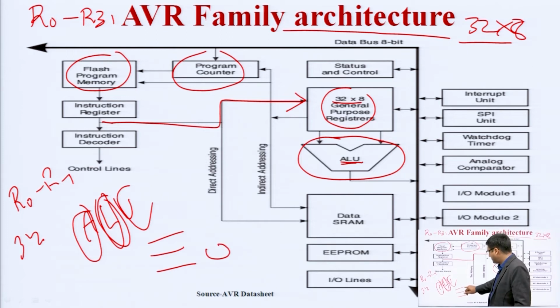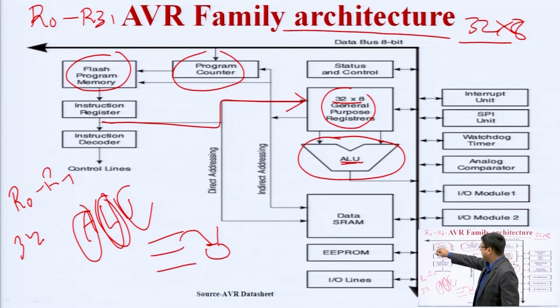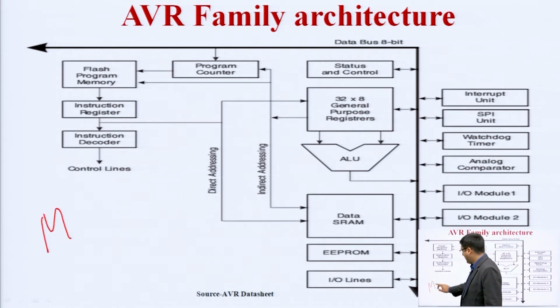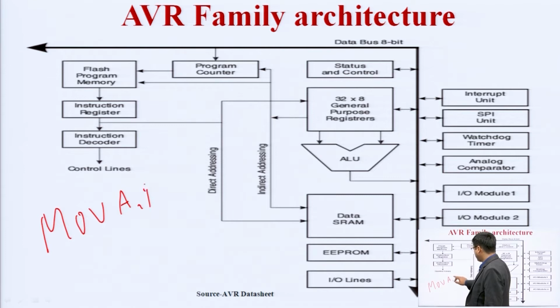So the address will be pointed out by the program counter. There is a flash program memory. Let us take an example. I am erasing the things here. Let us take a MOV instruction, MOV A comma R1.